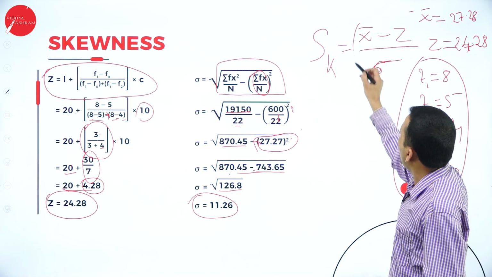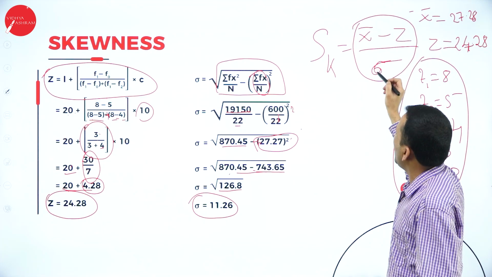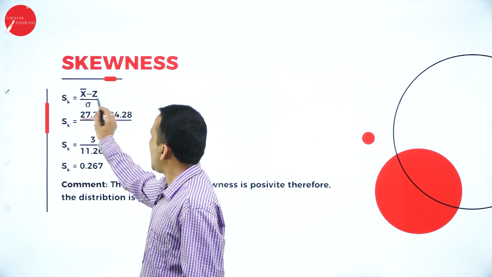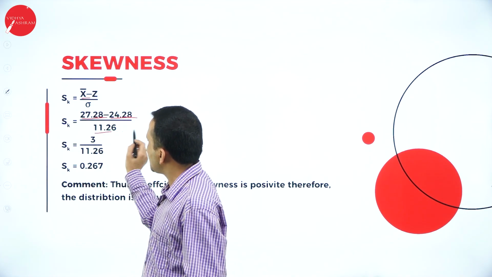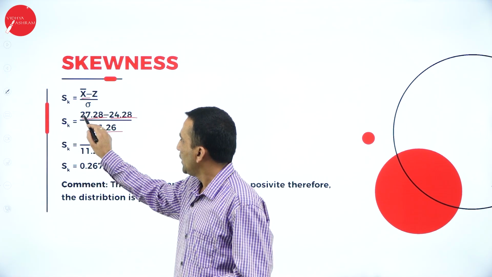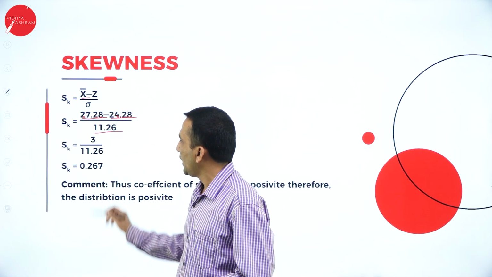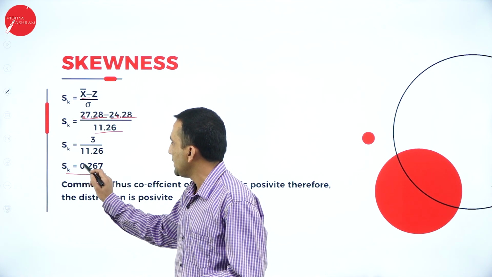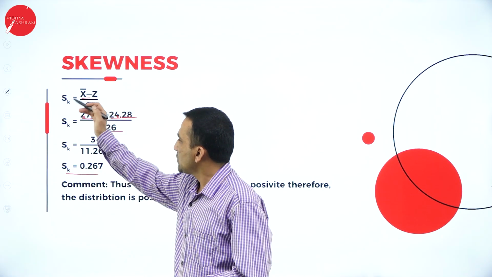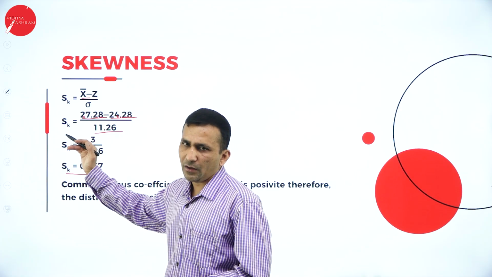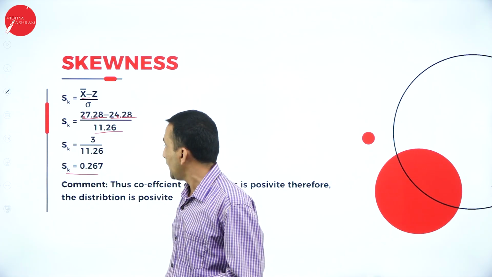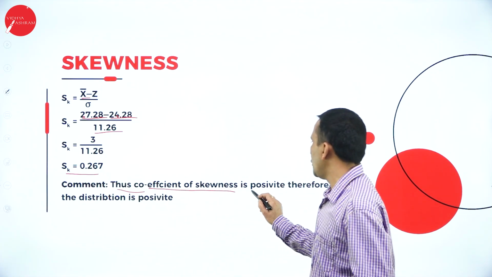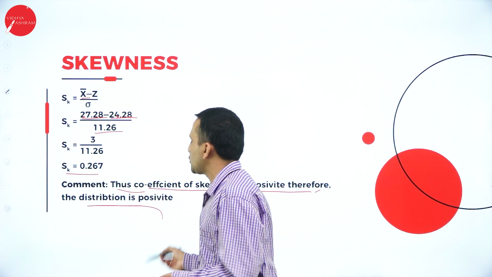According to the formula, we got the x bar and mode values, and even the standard deviation. Now we are simplifying the formula. X bar value we got, mode value we got, and standard deviation. First the numerator. If you subtract, you are getting 3. As it is, I am getting 11.26. Okay, you have to divide, you are getting 0.267. So now the second step is completed for Karl Pearson. Now the third step is writing the comment. Now this value is looking positive. So thus the coefficient of skewness is positive, therefore the distribution is also positively skewed.